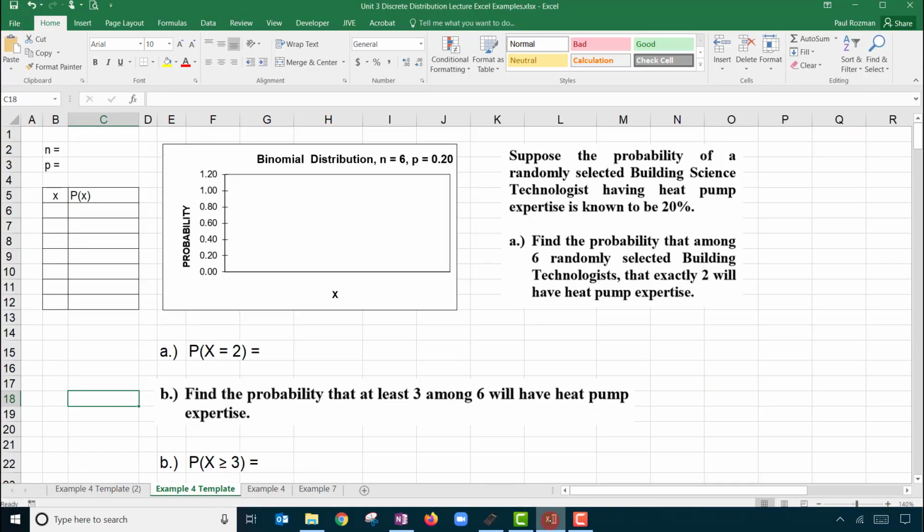In Excel, there's a function, like I mentioned, called binomial dist. So I thought I'd repeat the same question using Excel. Remember the problem, n was equal to 6. The probability of success was 0.20.